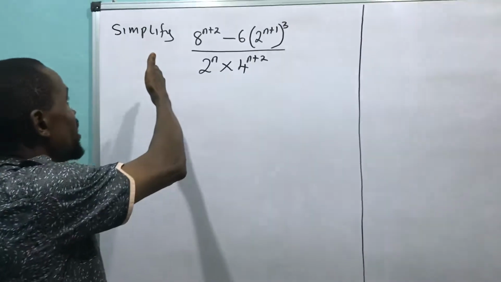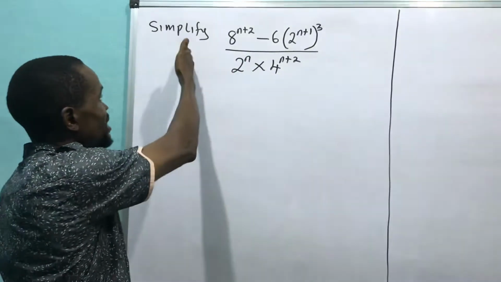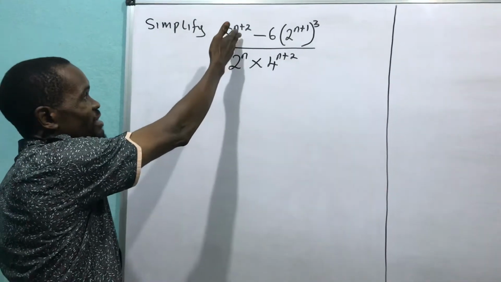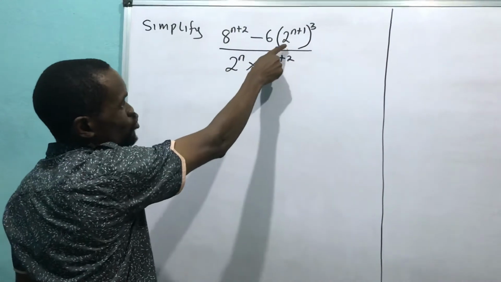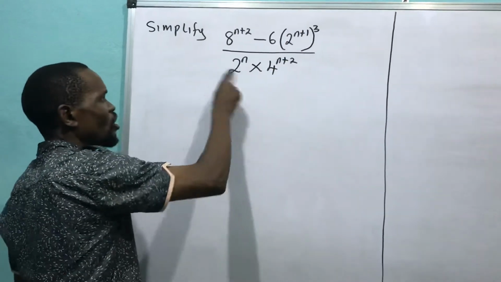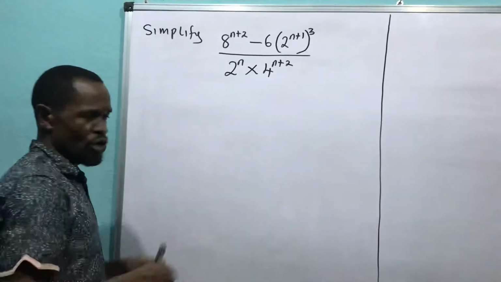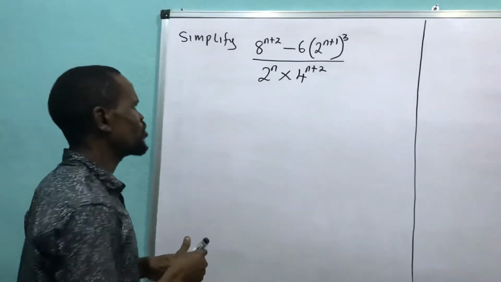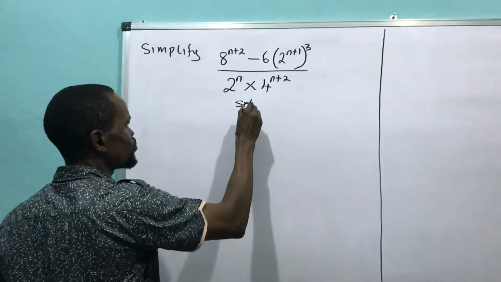What we have today is simplification of indices expressions, and it says: simplify (8^(n+2) − 6 × 2^(n+1))^3 all over 2^n × 4^(n+2). No need to wait, let's go to the solution, because what we are here for is to provide solutions. We say solution.